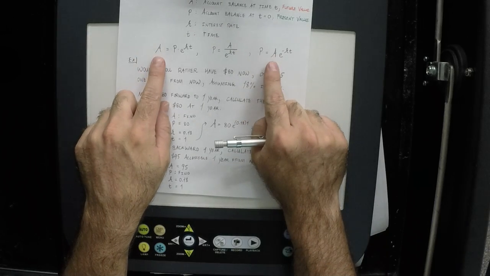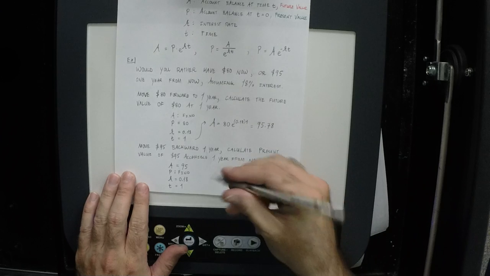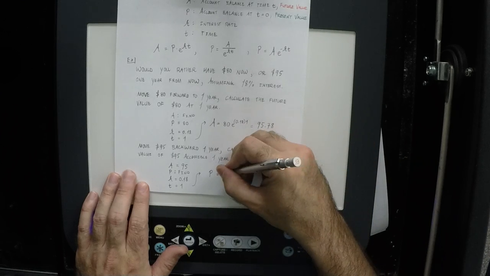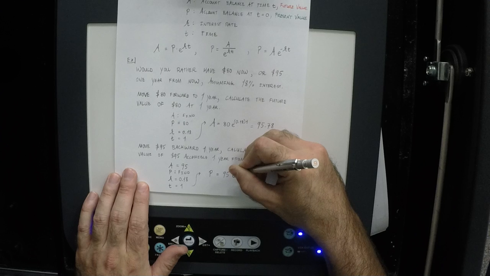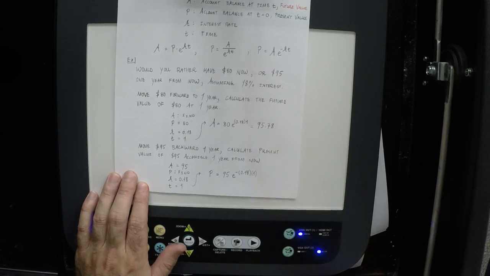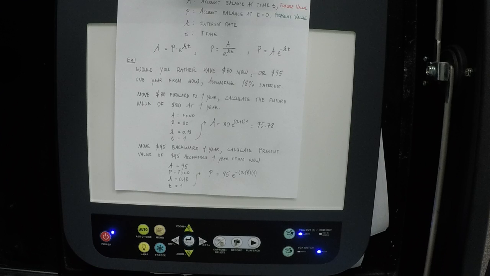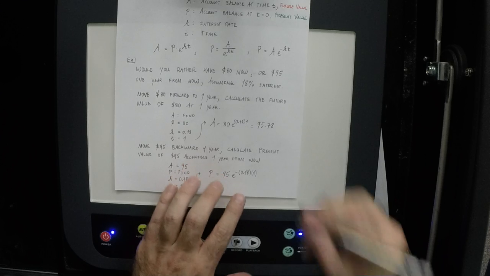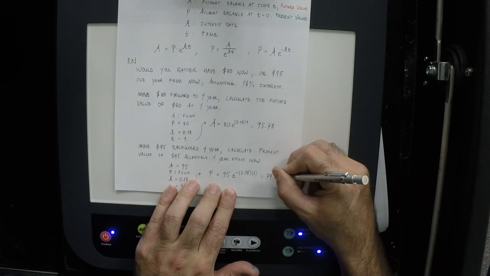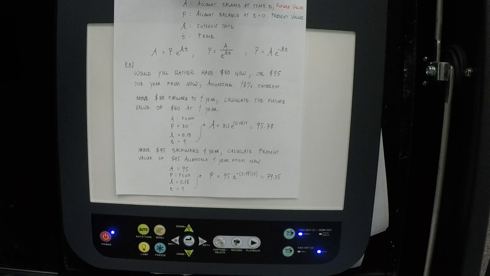In the end, they're equivalent, right? But I'll use that one since it's already there. So P is then 95 times the exponential of negative 0.18 times 1. Okay, so then plug that into the machine. And my calculator is telling me that this is 79.35. So what bearing does that have on the answer to the exercise?